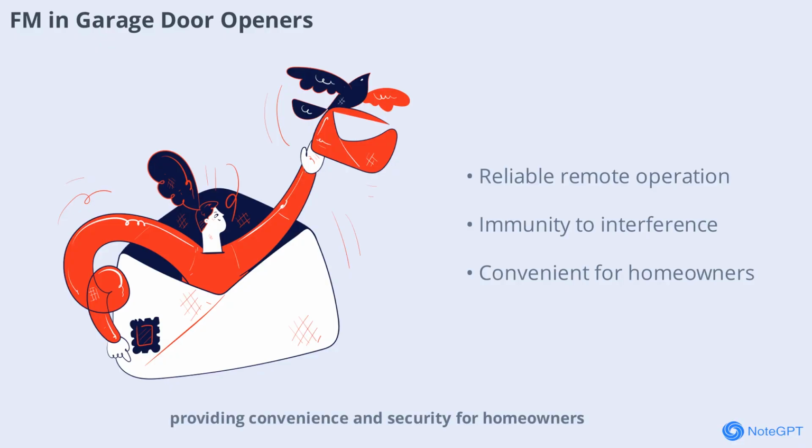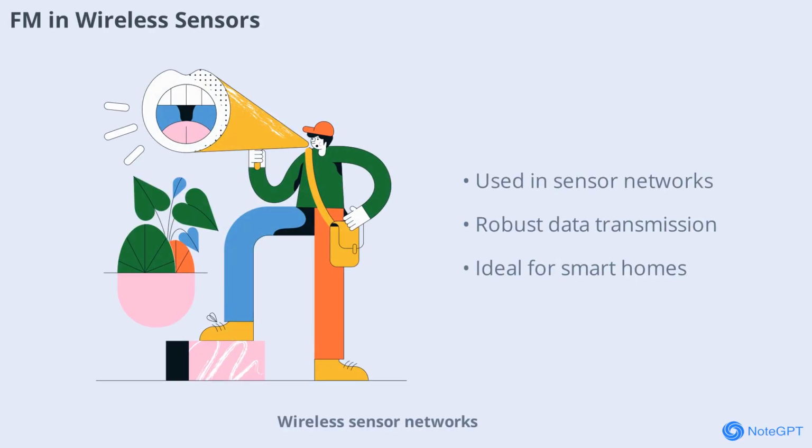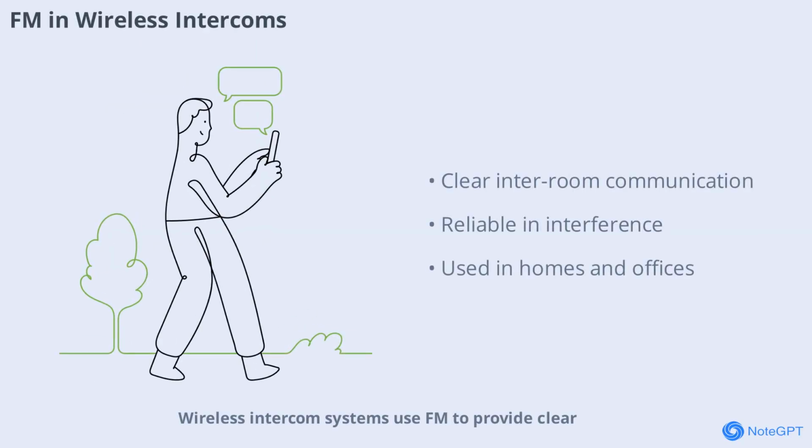for homeowners. Wireless sensor networks, used in applications like environmental monitoring and smart homes, often use FM for robust data transmission. FM's ability to maintain data integrity in the presence of noise makes it ideal for these distributed systems where reliable communication is essential. Wireless intercom systems use FM to provide clear and reliable communication between different rooms or buildings.